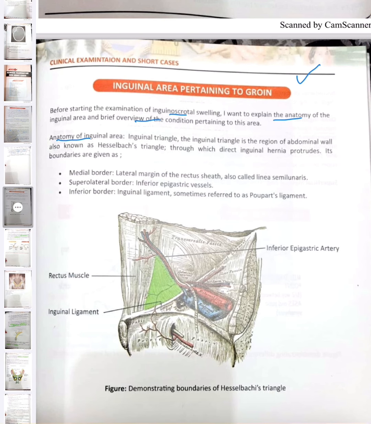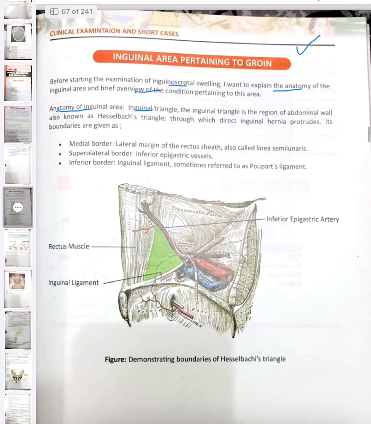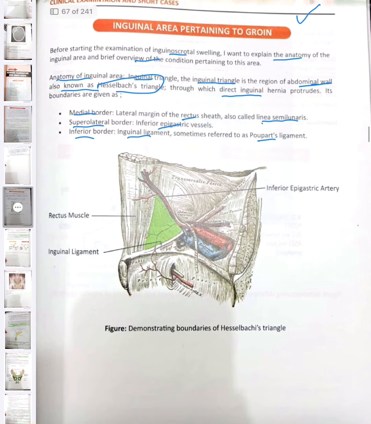Anatomy of the inguinal area. The inguinal area contains the inguinal triangle. The inguinal triangle is the region of the abdominal wall, also known as Hesselbach's triangle, through which a direct inguinal hernia protrudes. Its boundaries are the medial border, superolateral border, and inferior border. On the medial border, the lateral margin of the rectus sheath, also called linea semilunaris, is present. On the superolateral border, the inferior epigastric vessels are present, and on the inferior border, the inguinal ligament, sometimes referred to as Poupart's ligament, is present. These are the borders.